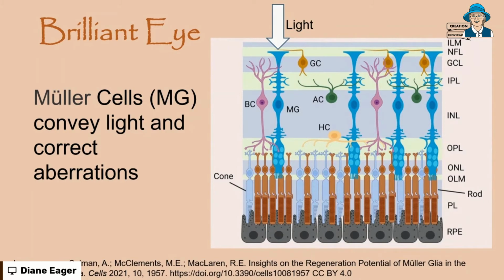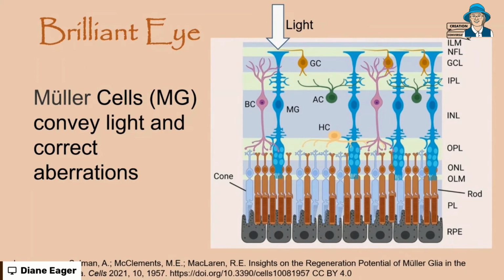During that time they actually correct certain aberrations that you get from light being conveyed, because white light is a mixture of wavelengths, and in order to get the clearest definition for any image so that we can see all the different colors particularly, the wavelengths have to be sort of kept in line. And the Muller cells do that.